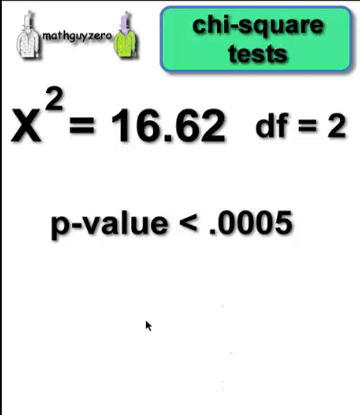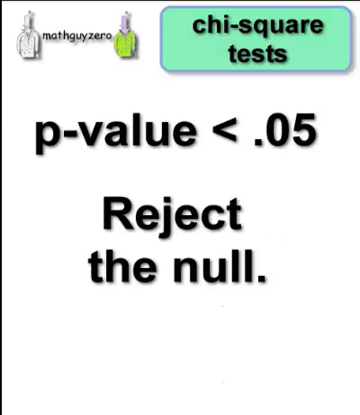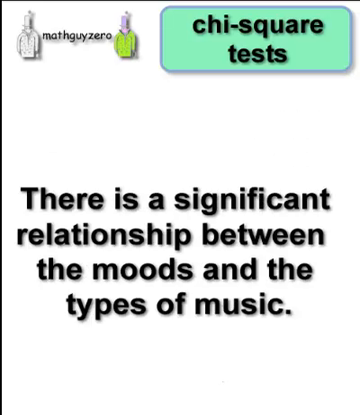So we know we have a very small p-value. Remember, small p-values are bad news for the null hypothesis. And our calculated p-value is less than the critical cutoff value of 0.05, so we are going to reject the null. Therefore, there is a significant relationship between the moods and the types of music, but we kind of already knew that.